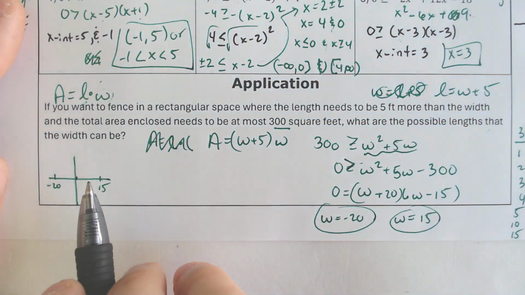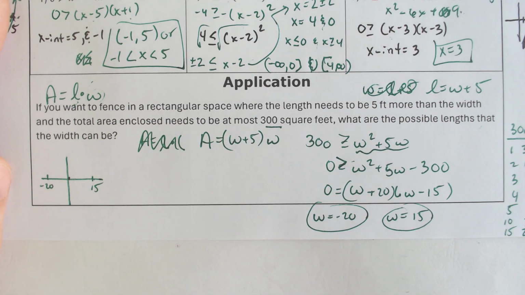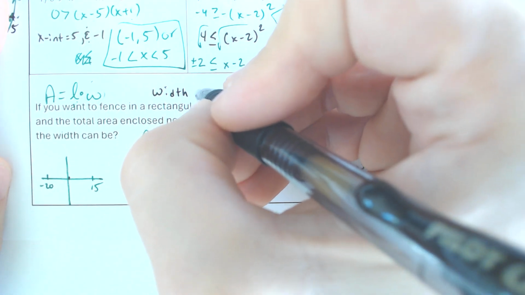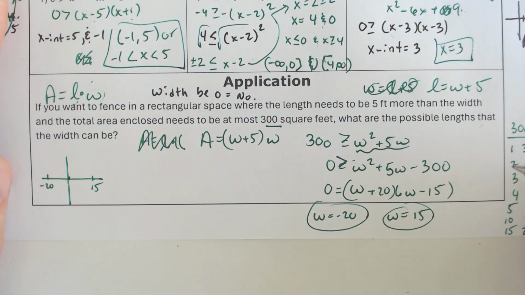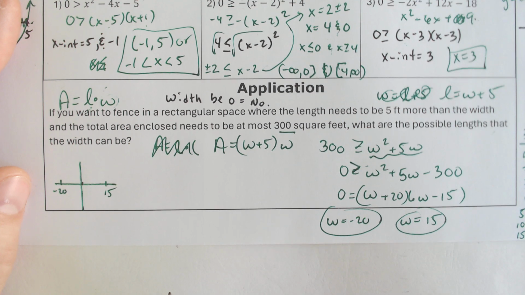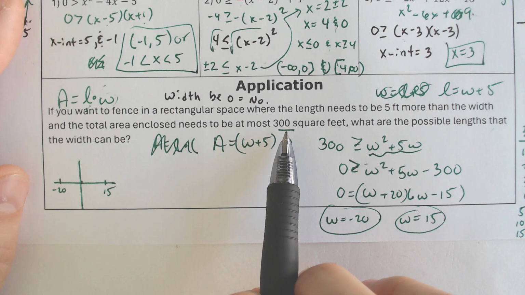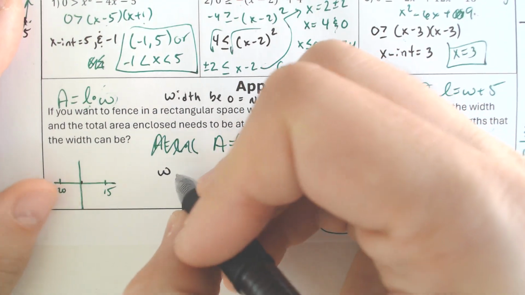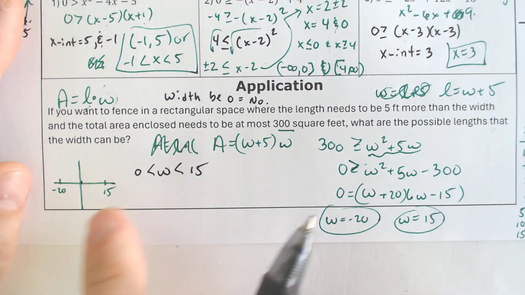So let's think about that. Can the width be 0? And the answer to that is no, because if the width was 0, length times width would not equal 300. I mean, technically it could, because we don't need to build a pen, but it could be anything bigger than 0. So the width is in between 0 and 15.